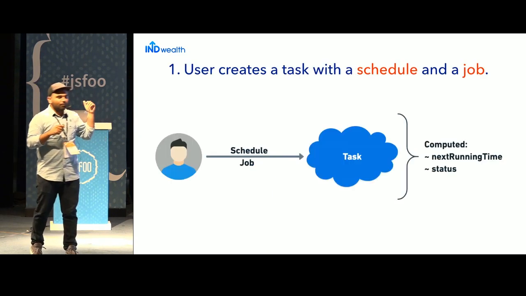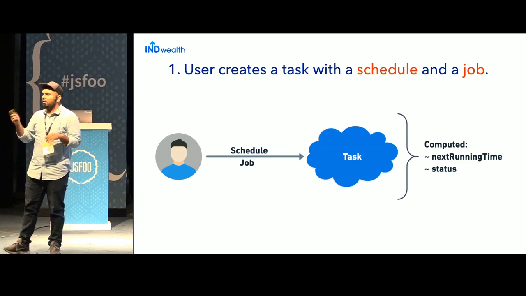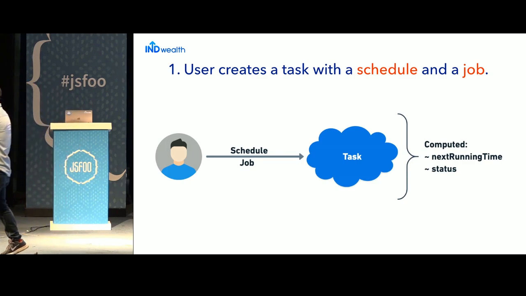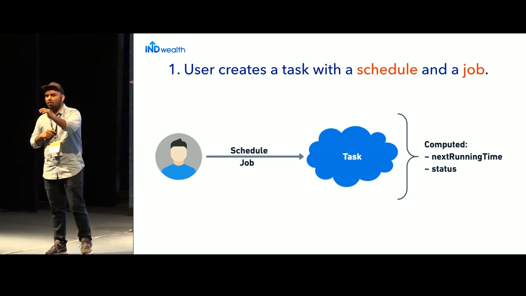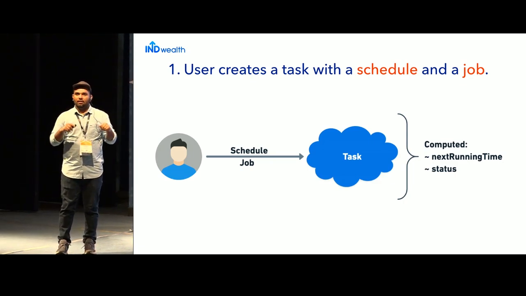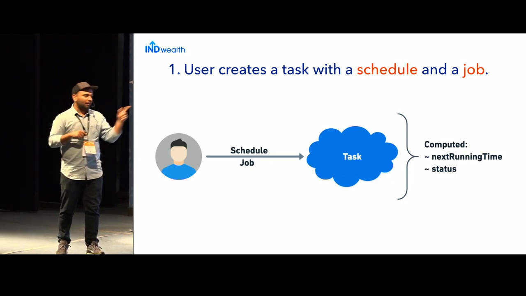So this user comes in and he creates a task with a schedule and a job. He says that, hey, I want to perform this job J1 with a schedule of daily. Can you do that for me? We're like, okay, we'll create a task for you.